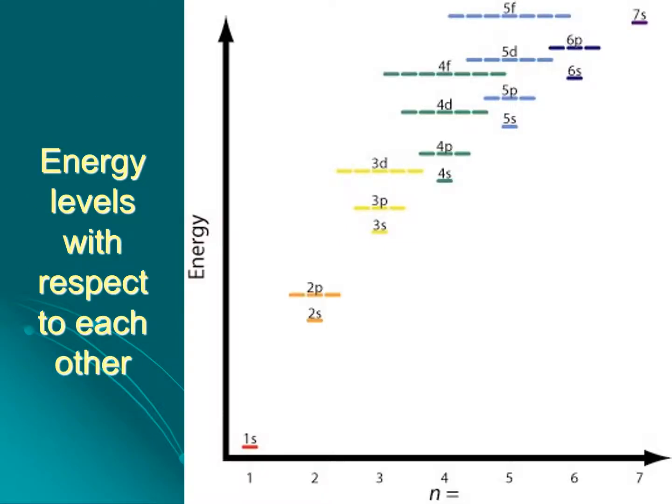So this picture gives you a better idea of why the order is the way it is. In general, the second shell is higher than the first shell, the third shell is higher than the second shell, the fourth is higher than the third, and so on. Also within a shell, p's are higher than s's, d's are higher than p's, and f's are higher than d's. But you'll notice that at the top of the energy, they start to get closer and closer, and so they start to overlap.